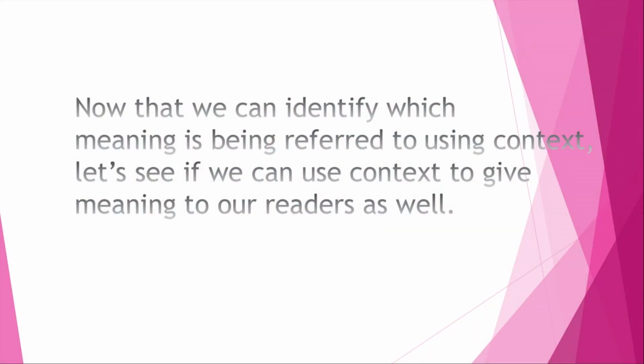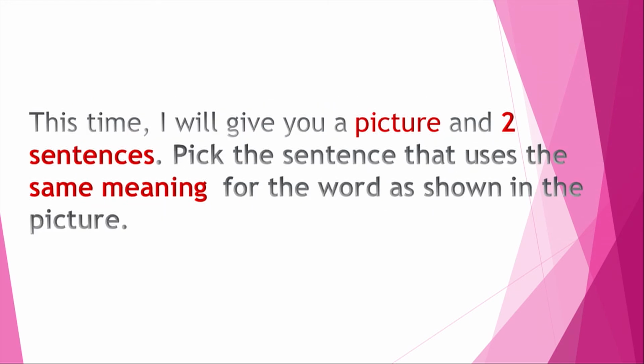So now we can identify which meaning is being referred to using that context. Right? So we're going to use context to give meaning to our readers now. So instead of being the ones to use context to find it out, we are going to put those clues in so that when somebody is reading our work, they can also get the answers as well. They can know what we are talking about, and it's a lot less confusing.